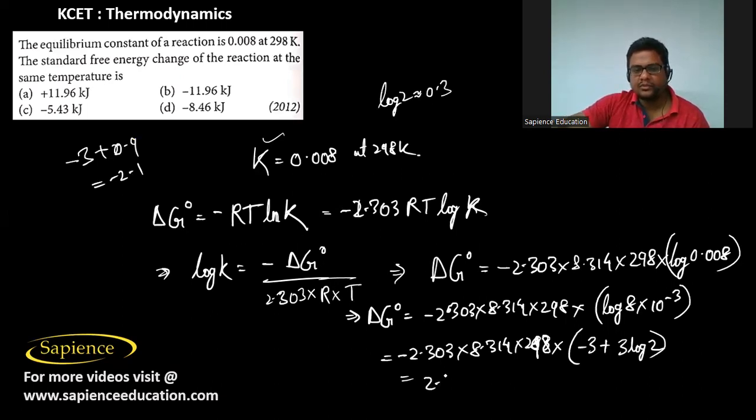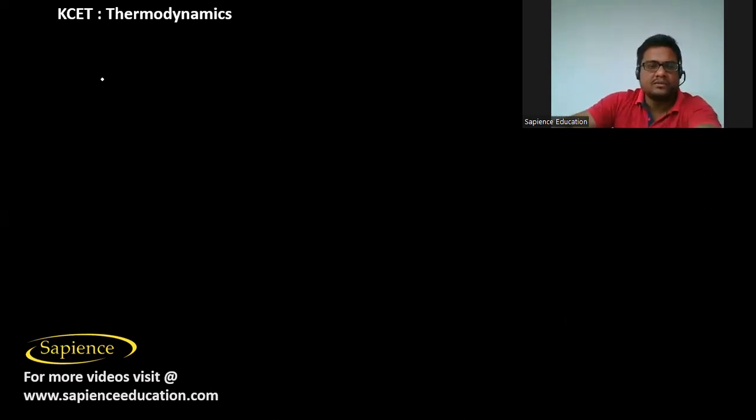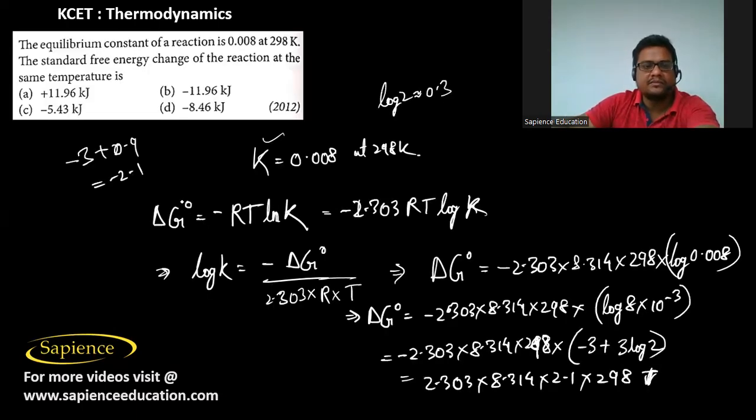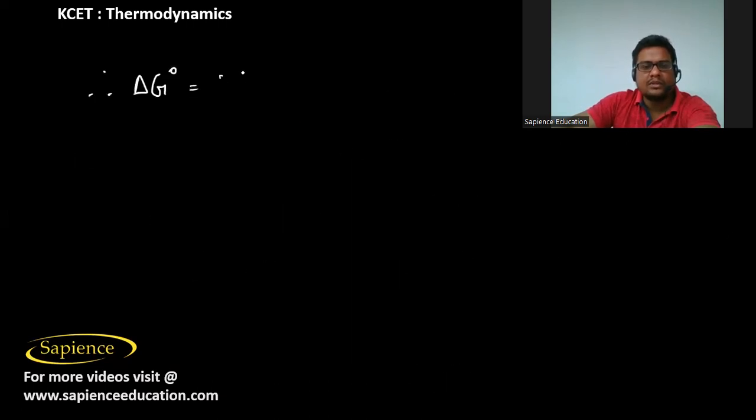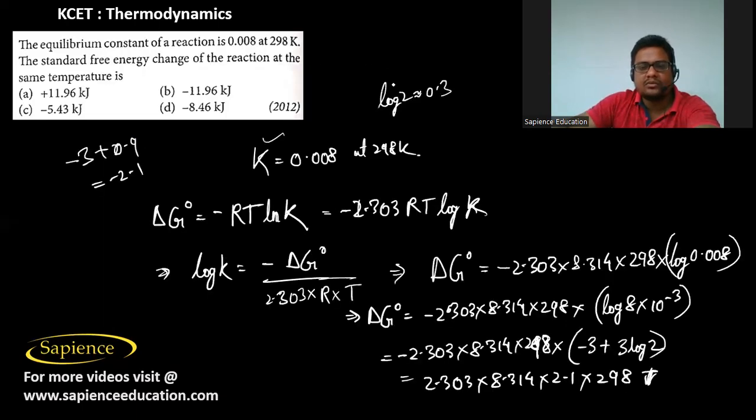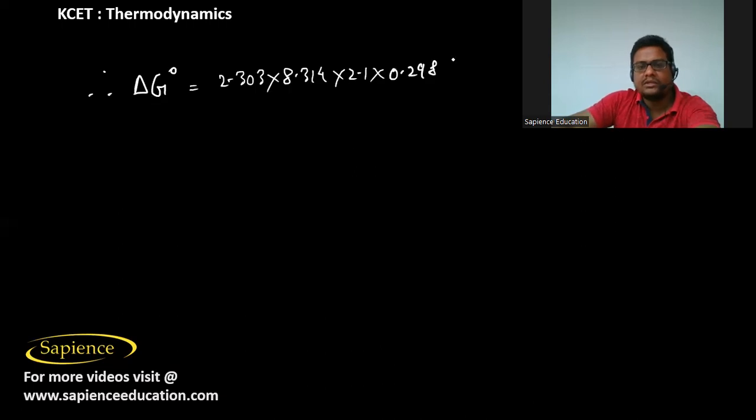This will be 2.303 into 8.314 into 2.1 into 298 joule. The answers are given in kilojoule. So the value of delta G naught, the standard Gibbs free energy change, is 2.303 into 8.314 into 2.1 into 0.298 kilojoule.